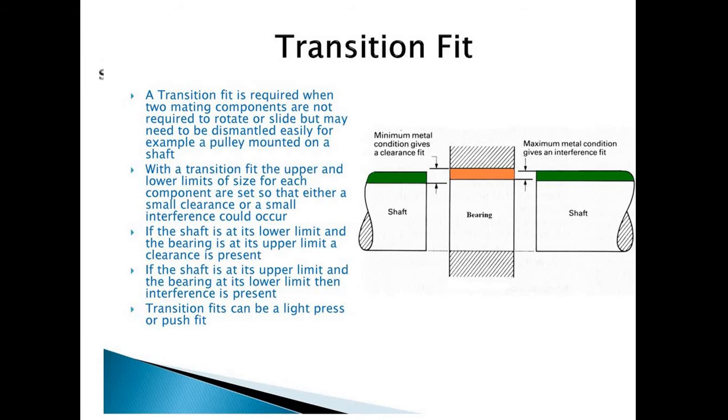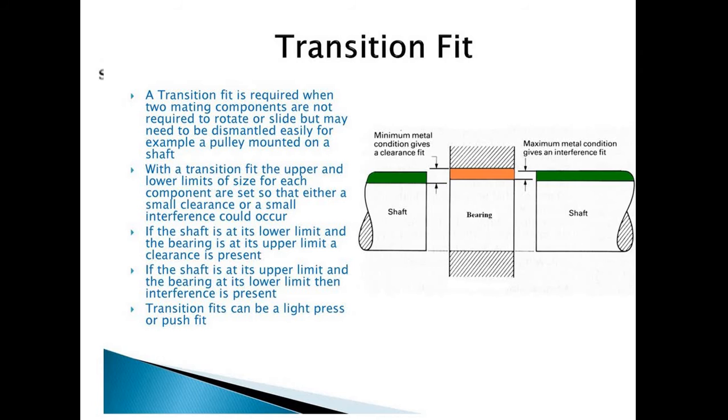Now depending upon the actual situation, there may be clearance fit or there may be interference fit. For example, if the shaft is at its minimum condition, say the shaft size is this one, and the hole is at its minimum size, then also the difference between the size of the hole and the size of the shaft is positive. So this distance is larger than this distance, the difference is positive, so it is a clearance fit.